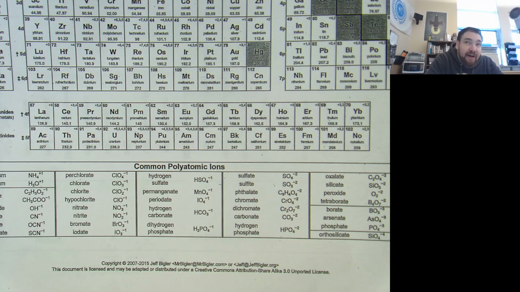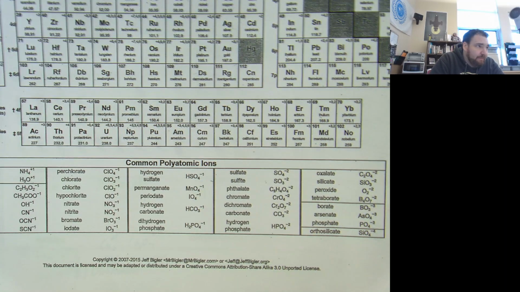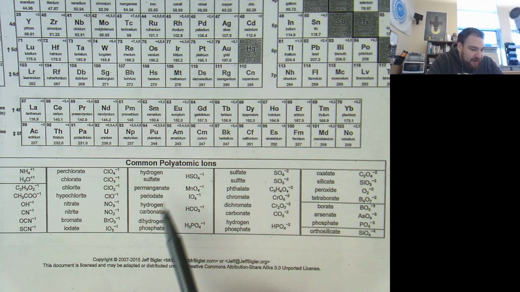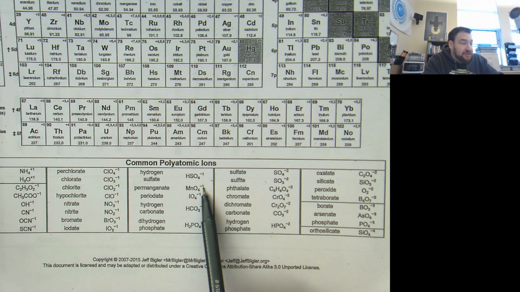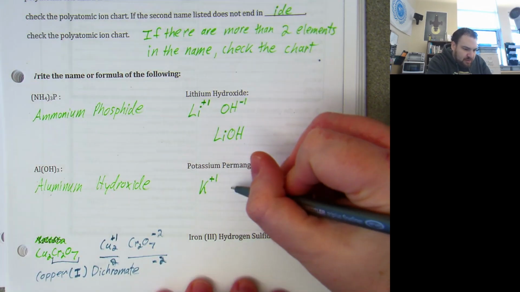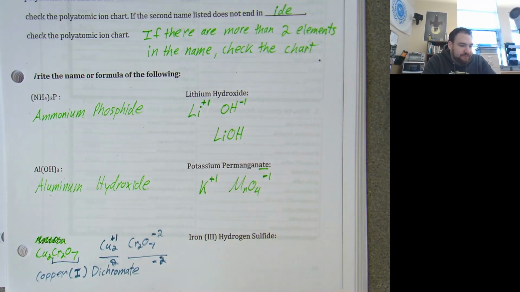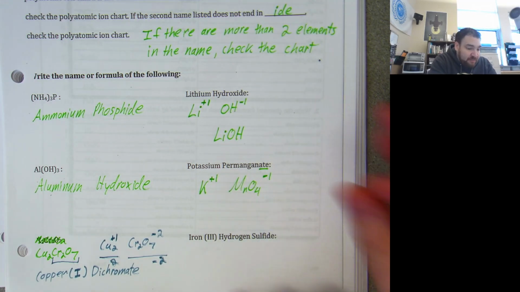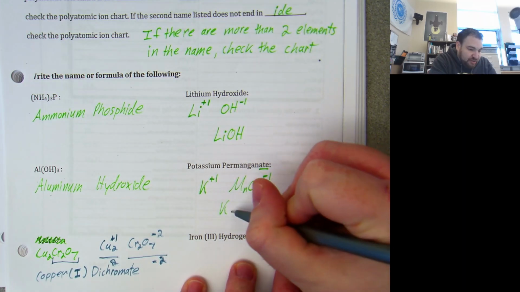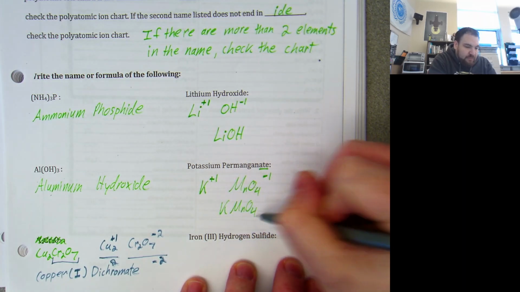Can someone verify? It's right there in the middle column. Permanganate is MnO4, charge of -1. So if this one's +1 and this one's -1, that's just going to be one of each, KMnO4. And we're done.